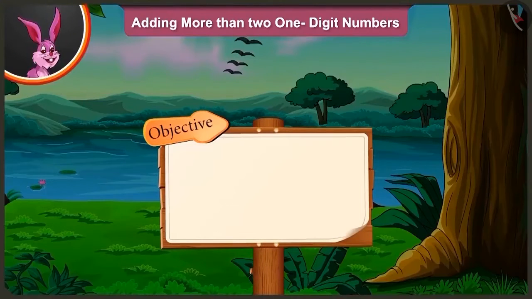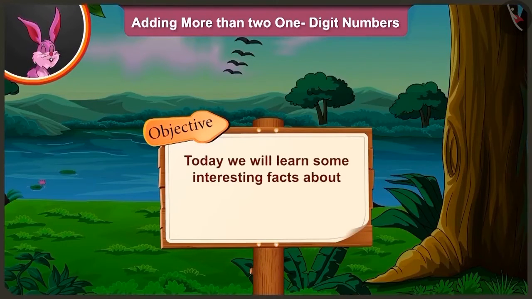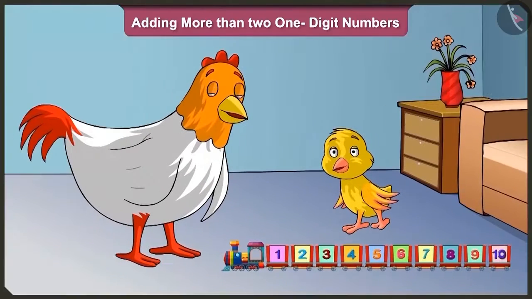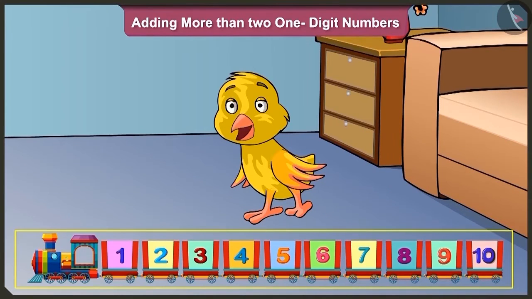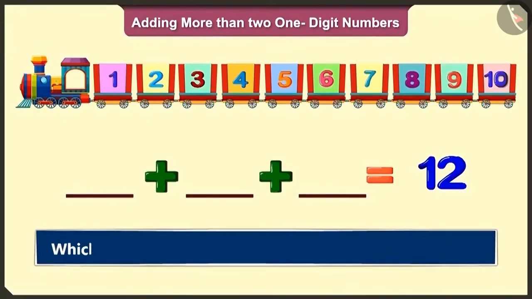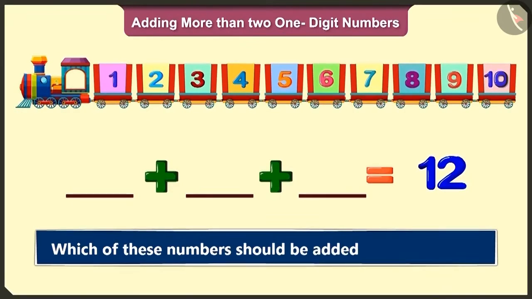Friends, today we will learn some interesting facts about the addition of more than two one-digit numbers. Mummy, look, Pinky Auntie got me this number train from the fair. Oh wow, this train is very nice. But tell me, how will you play with it? Pinky Auntie has taught me adding more than two one-digit numbers very well, so I will practice that with this train. Okay, so tell me, which of these numbers should be added to make 12?